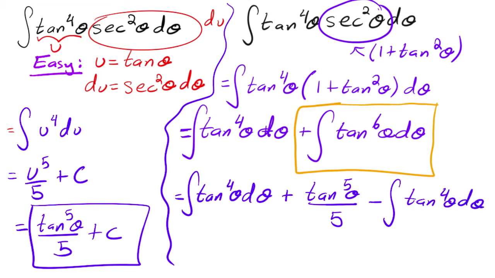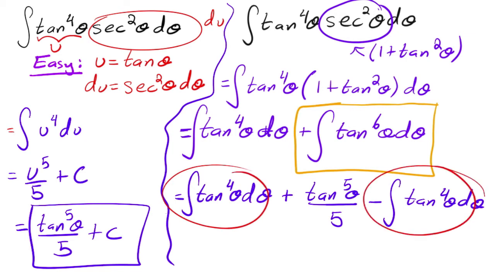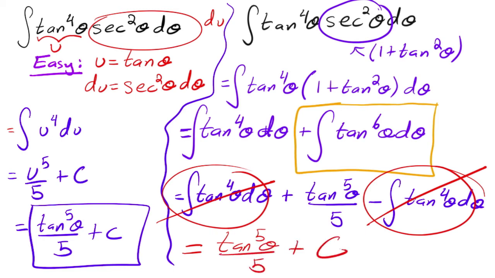And what do you notice? What happens right there when you combine these two? Adios amigos, right? And so all you get is this function right here, tangent to the fifth theta over 5, and then plus some constant c. And notice it's exactly the same as what you got over on this side, right? And that's it.